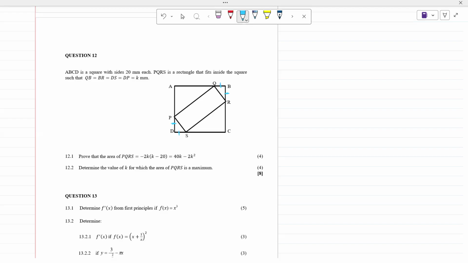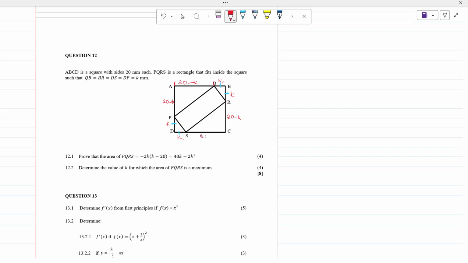Okay, so if the distance from Q to B is K, and the distance from A to B is 20, then the distance from A to Q will be 20 minus K. Similarly, the distance from A to P will also be 20 minus K. This distance from R to C will also be 20 minus K. And this distance from S to C is also going to be 20 minus K.